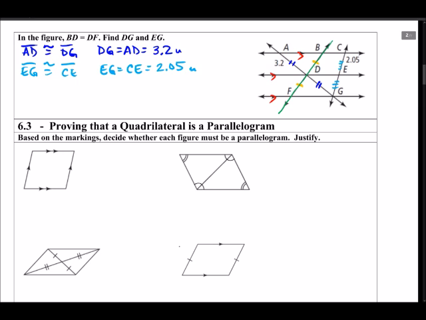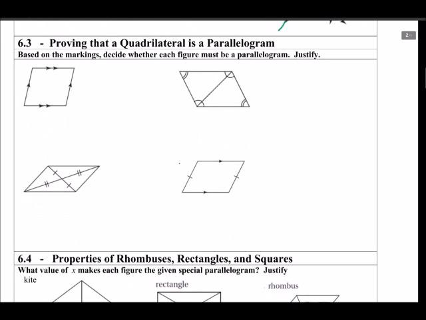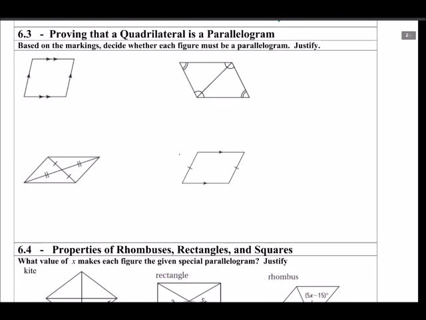So that was really easy. Just got to recognize that if you've got 3 or more parallel lines and congruent segments on a transversal, all other transversals have congruent segments. Yay, those were fun. All right, and 6.3, we're at the end here.